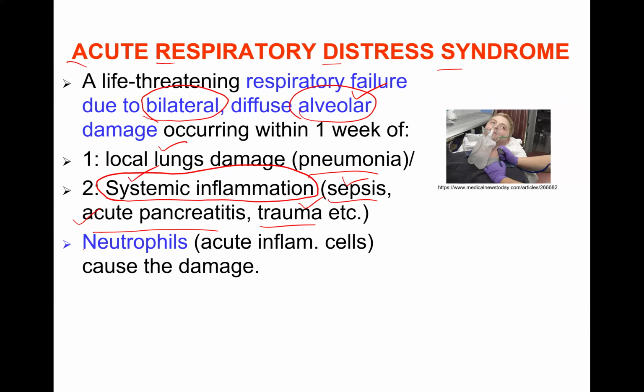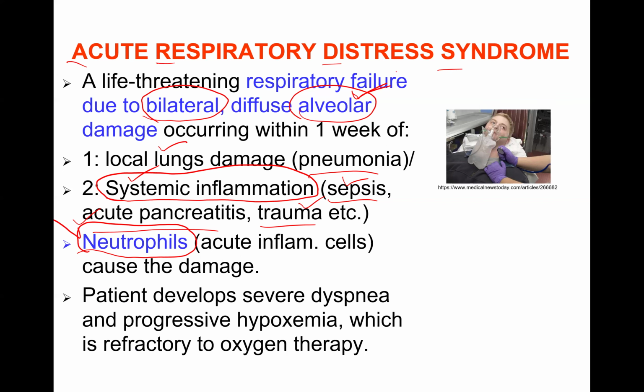Good. So what we understood: whether the culprit infection started locally within the lungs or as systemic inflammation, both conditions cause activation of acute inflammatory cells, the neutrophils. And these are the neutrophils which damage the alveoli of both lungs by releasing proteases and reactive oxygen species, importantly, right? Good. So the patient now develops severe dyspnea and progressive hypoxemia, which is refractory to oxygen therapy, right? Alveoli cannot exchange gases because they are damaged and filled with exudative fluid.